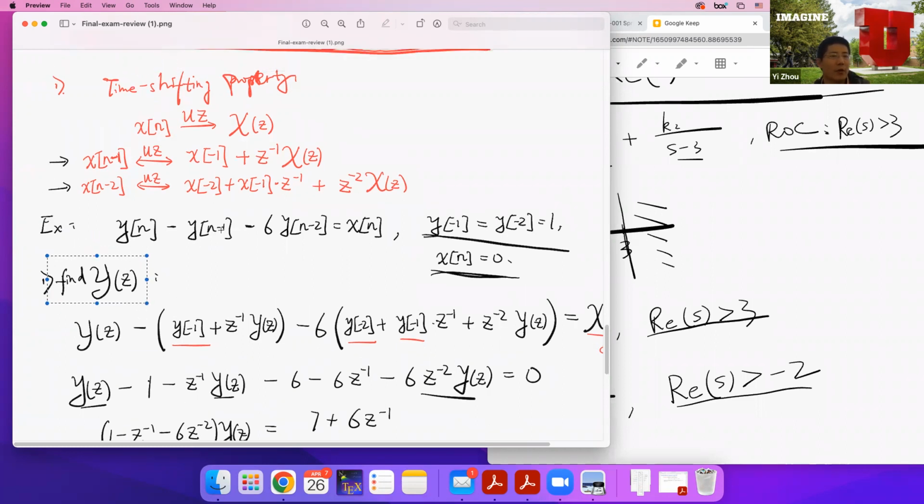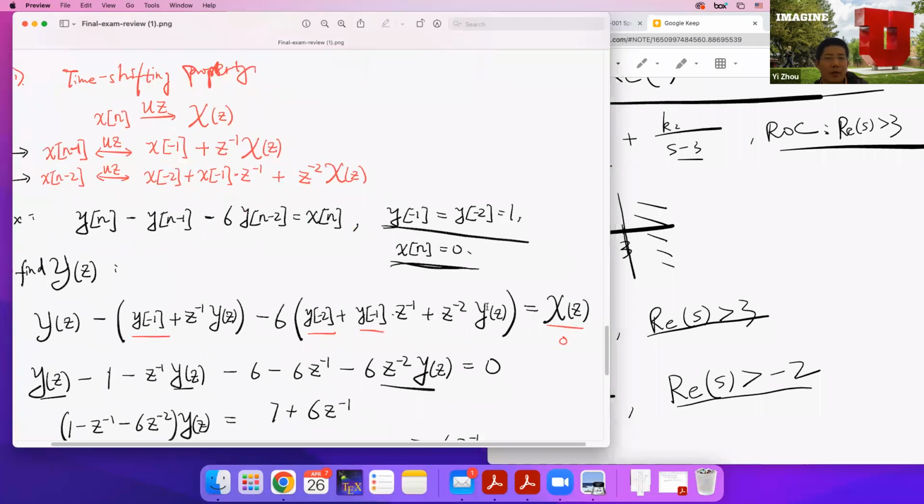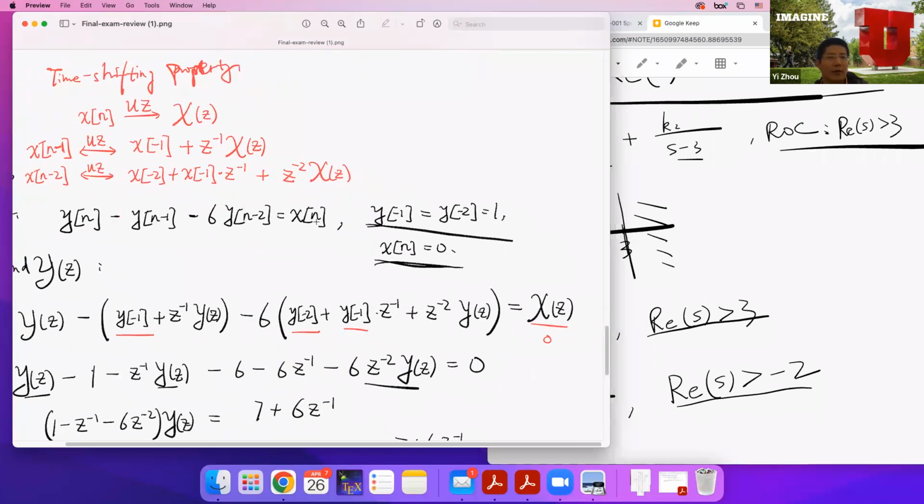Now for y[n-1], we need to apply the unilateral transform time shifting property. So this gives us y[-1] plus this part. Okay, this is according to the first time shifting property. And for this one, because y[n-2] is shifted by 2, we need to apply the second property, which gives us 3 terms. And these 2 depend on the initial conditions. On the right-hand side, we have x[n], and the unilateral Z transform X(z).